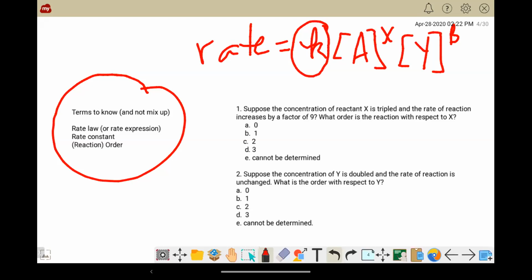So if you look at question 1, suppose the concentration of reactant X is tripled and the rate of reaction increases by a factor of 9. What order is the reaction with respect to X? And we have some choices there. So if you'd like to open up a poll, Mr. A, we'll see if they like this one any better.